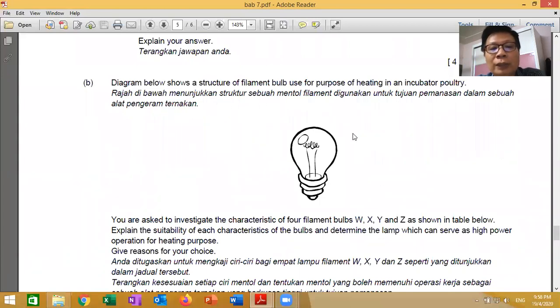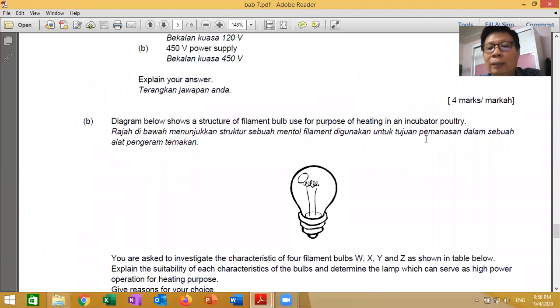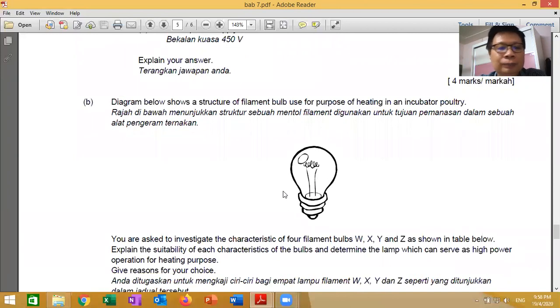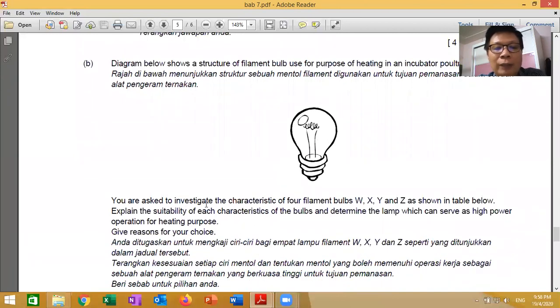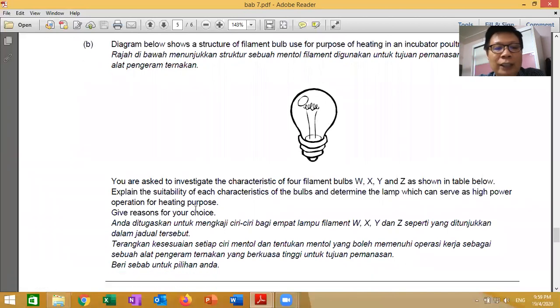The diagram below shows the structure of a filament bulb used for heating in an incubator, to hatch chicken eggs. The bulb heats the eggs so that they can hatch. You are asked to investigate the characteristics of four filament bulbs, W, X, Y, Z. Explain the suitability of each characteristic of the bulb and determine the best choice.